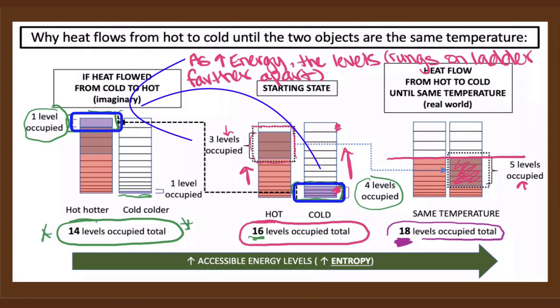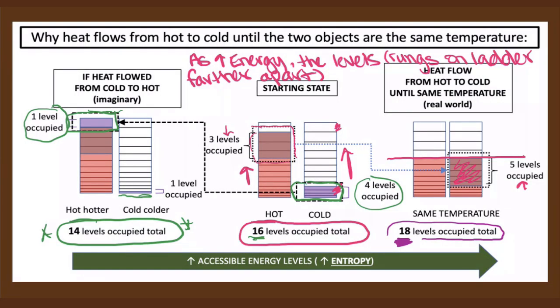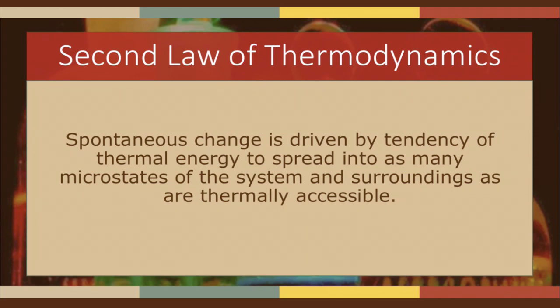That is unlikely. The second law of thermodynamics says spontaneous change is driven by the tendency of thermal energy to spread into as many microstates of the system and surroundings as are thermally accessible. Going back to our picture, we started at 16 accessible, we moved some heat from hot to cold, and now there's 18 accessible, 18 occupied. The second law of thermodynamics says that's why that happens.